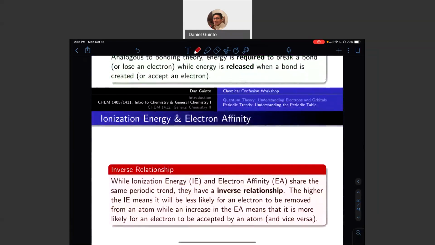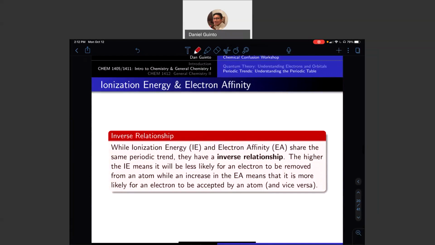So let's now look at the relation between ionization energy and electron affinity. And buckle up because this will sound a little confusing, but trust me, it will make sense. When we talk about ionization and electron affinity, they share the same periodic trend, but they have an inverse relationship. The reason being is that the higher your ionization energy, the less likely it is for an electron to be removed from an atom. But an increase in the electron affinity means that it is more likely for an electron to be accepted by an atom, and vice versa.